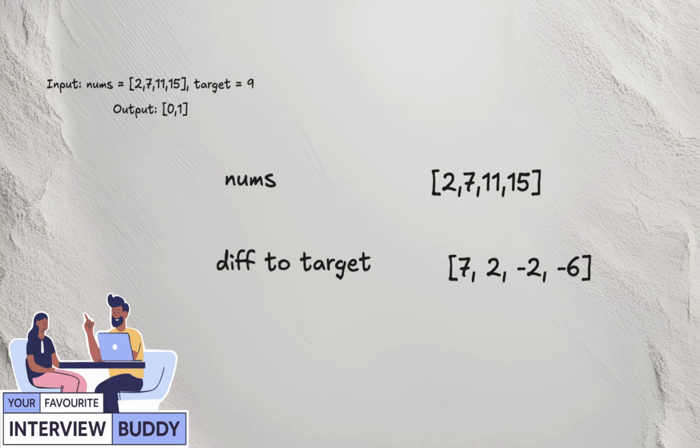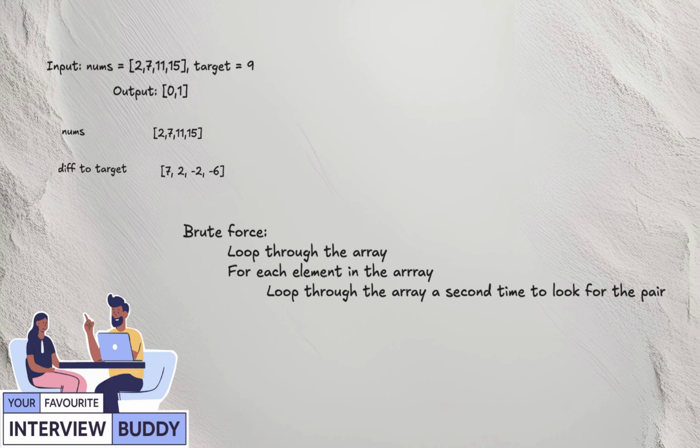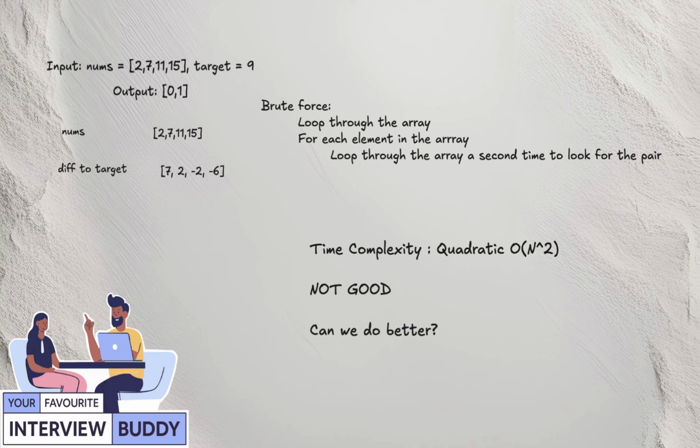That means that for each element, we need to search through this array to look for the difference between that element and the target. A quick approach that comes to mind would be the brute force approach. Loop through the array the first time, and then for each element in the array, search the array to find the difference between that element and the target. And then if you find it, you return your answer. Why is this brute force approach not really good enough? It has a nested loop, and nested loops are of quadratic complexity, and quadratic complexity is not good enough.